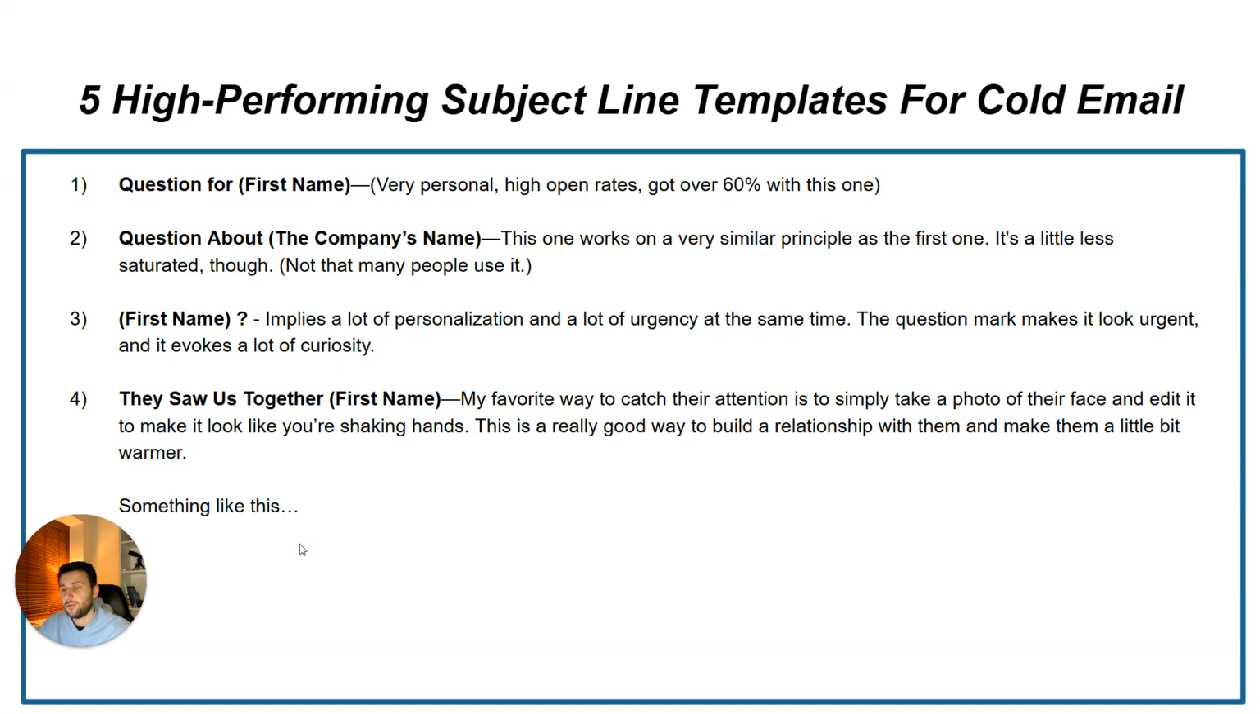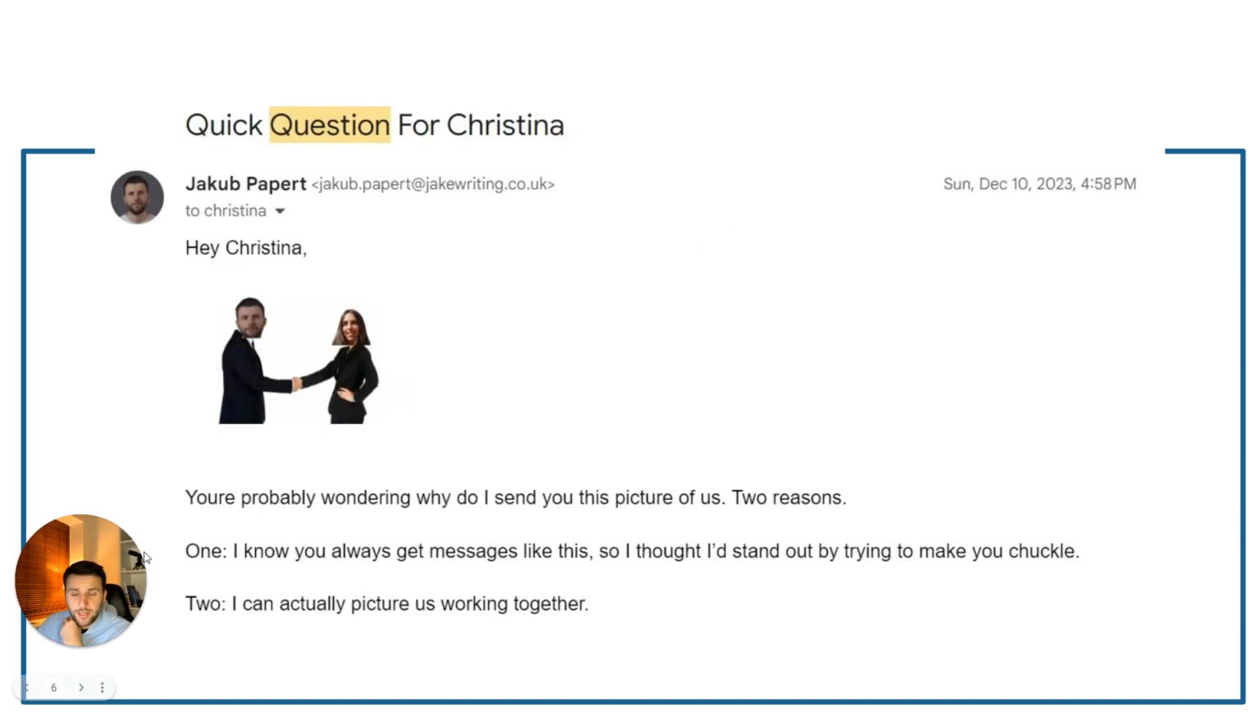My favorite way to catch their attention is to simply take a photo of their face and edit it to make it look like you're shaking hands. This is a really good way to build a relationship with them and make them a little bit warmer. Something like this. So this is one of my cold emails I used in the past, and this one worked pretty well because let's be real, right? Who does emails like this? Like, who does emails like this, right? Nobody. So you have to stand out.